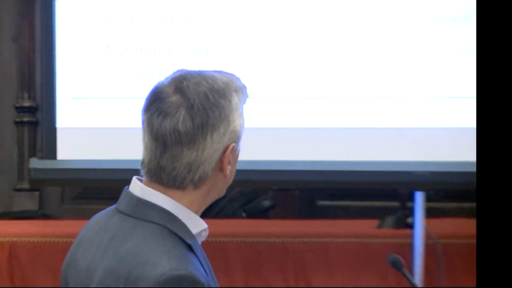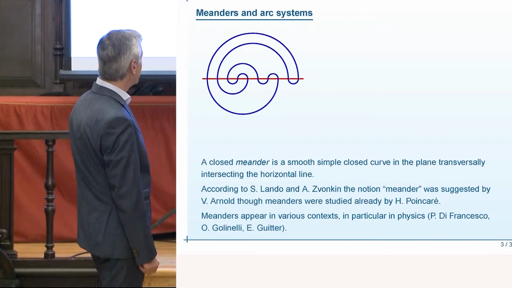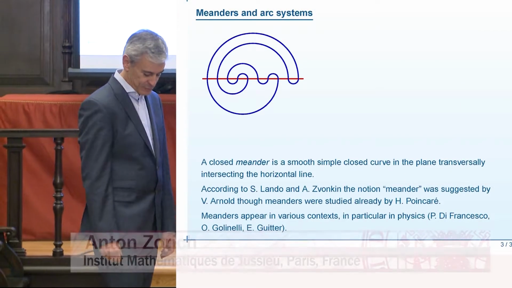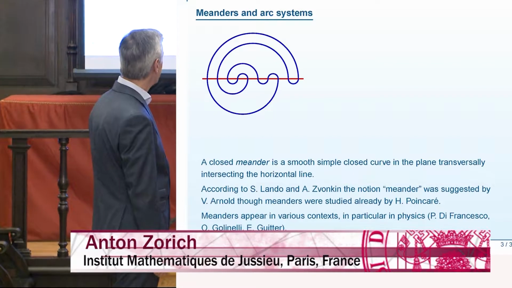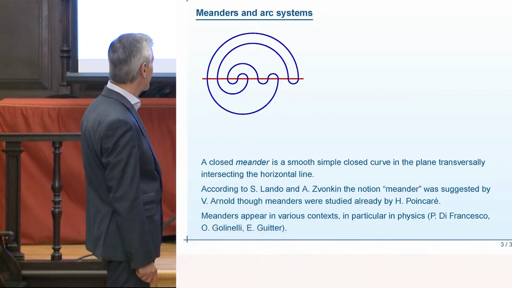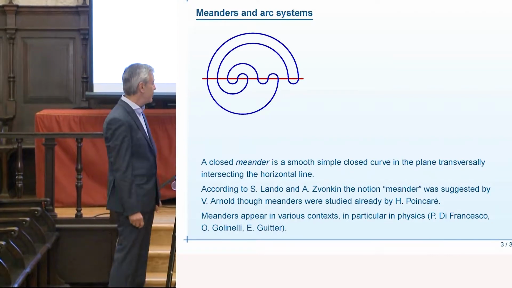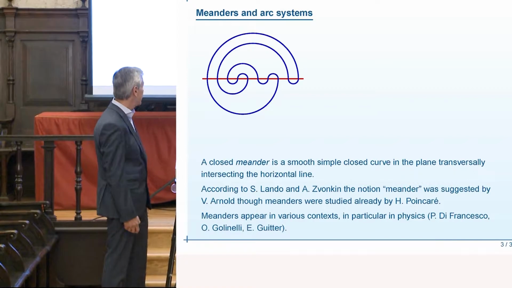In the picture you see a meander, which is just a simple closed curve in the plane transversely intersecting the horizontal line. And of course you consider meanders up to natural equivalence. According to Landau and Zvonkin, who have one of the nice surveys about meanders, the notion was suggested by Vladimir Arnold, though meanders were studied already by Henri Poincaré, and they appear in physics, they appear in biology.